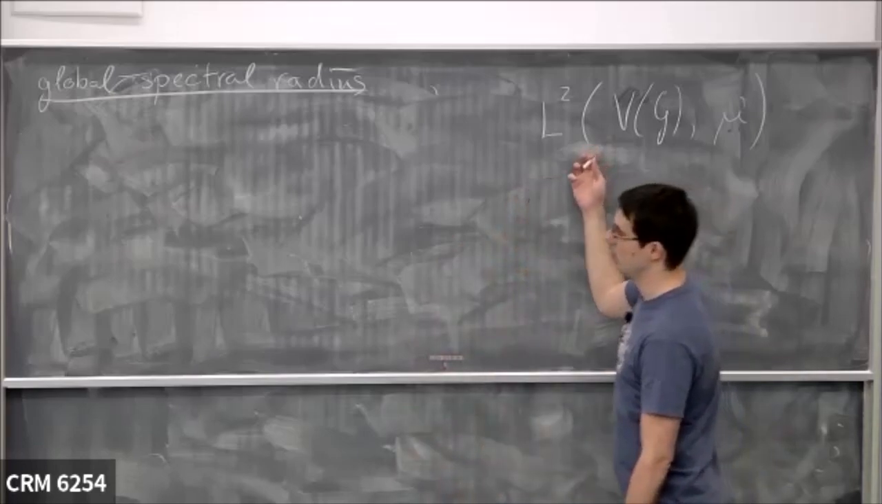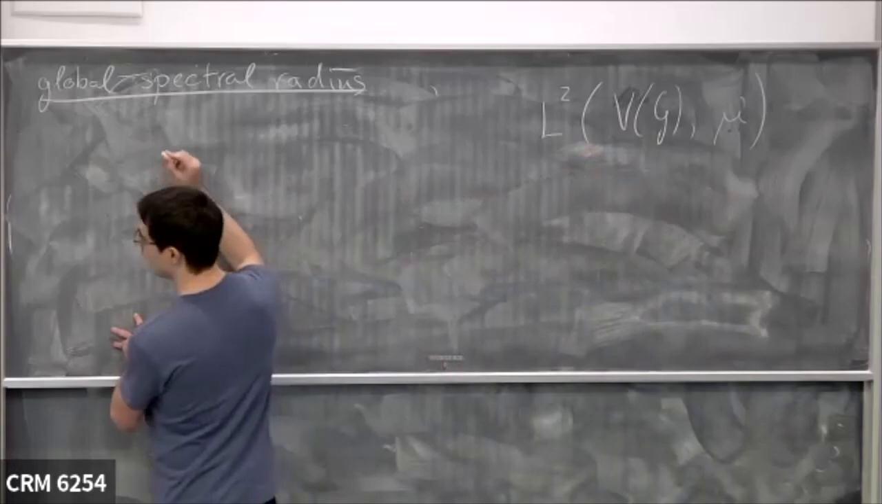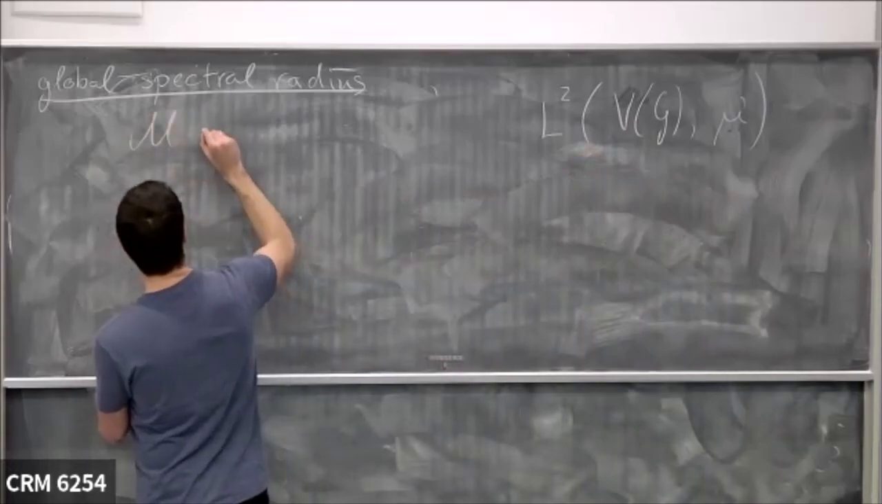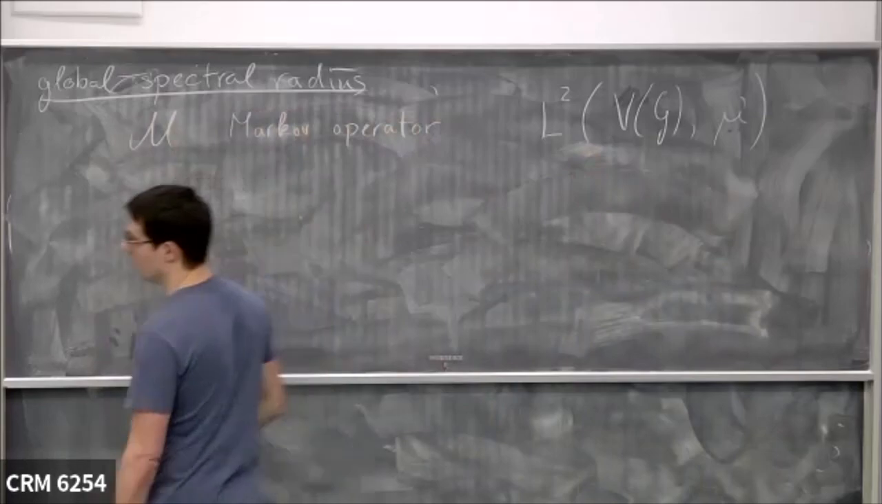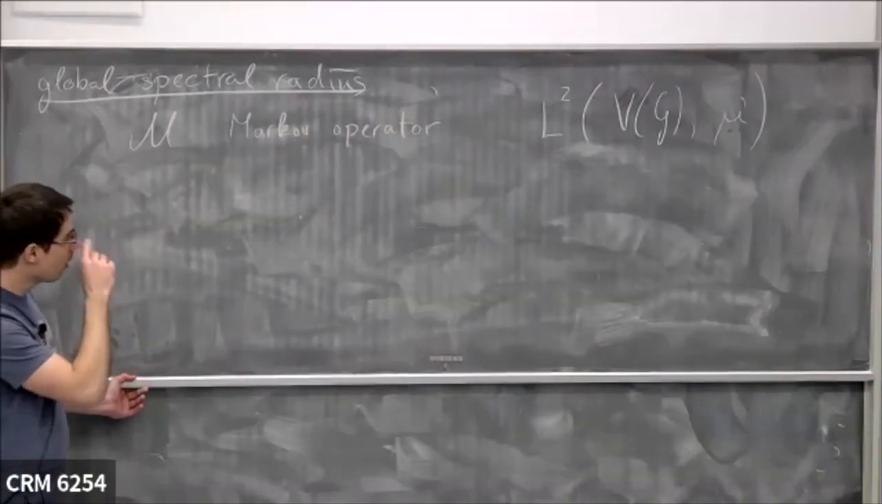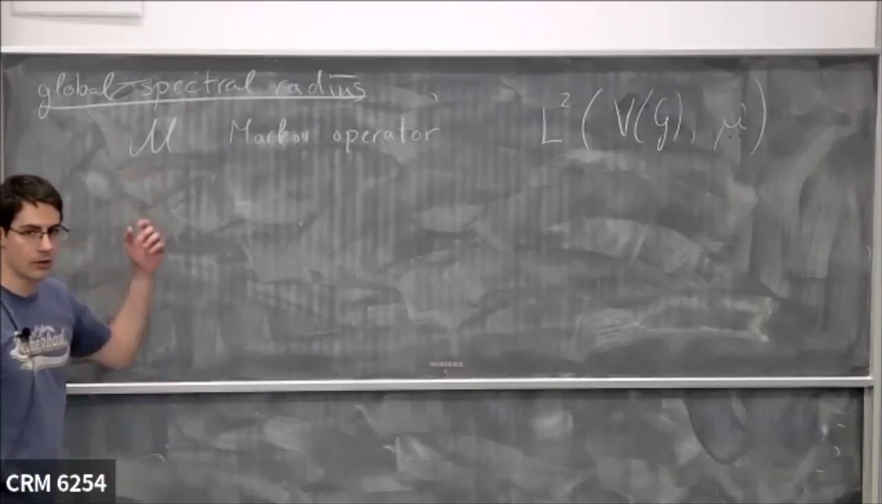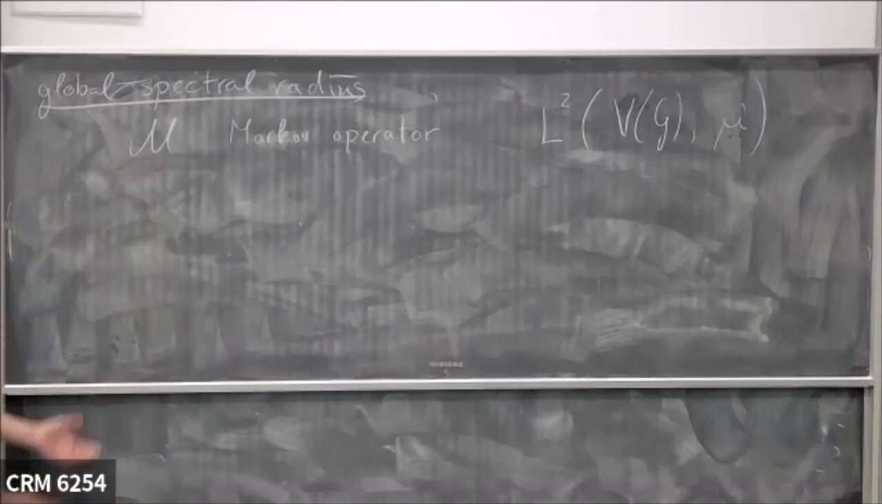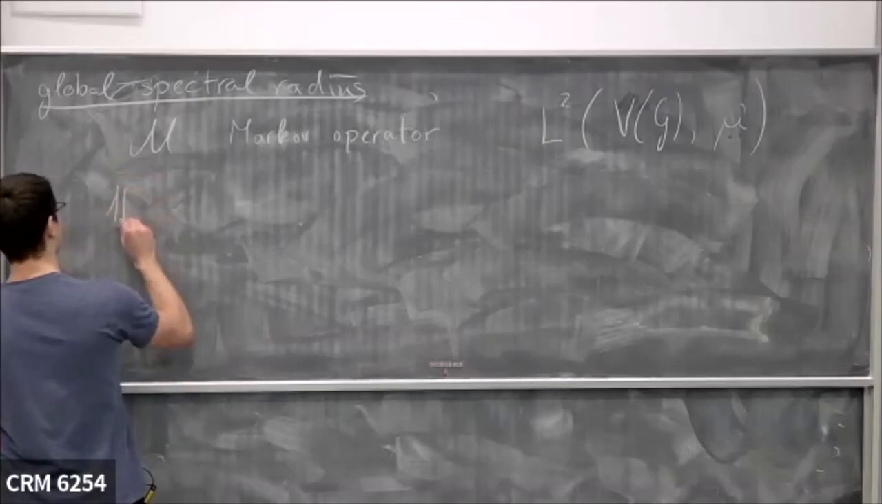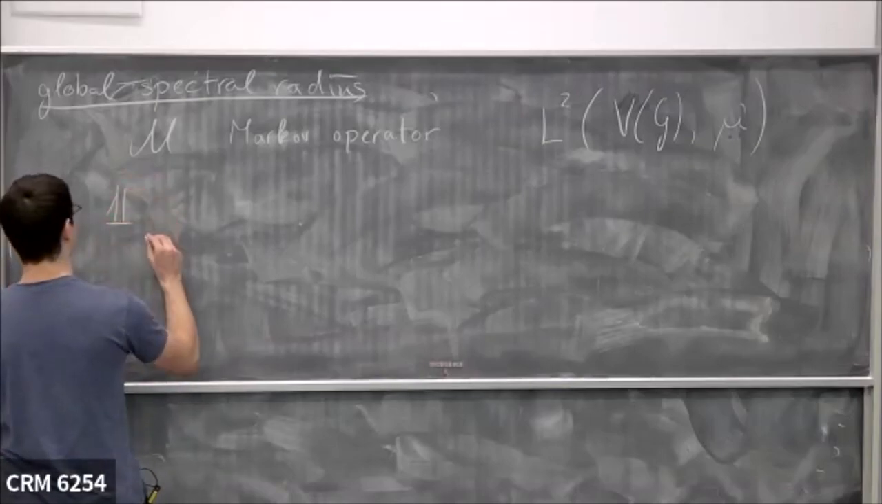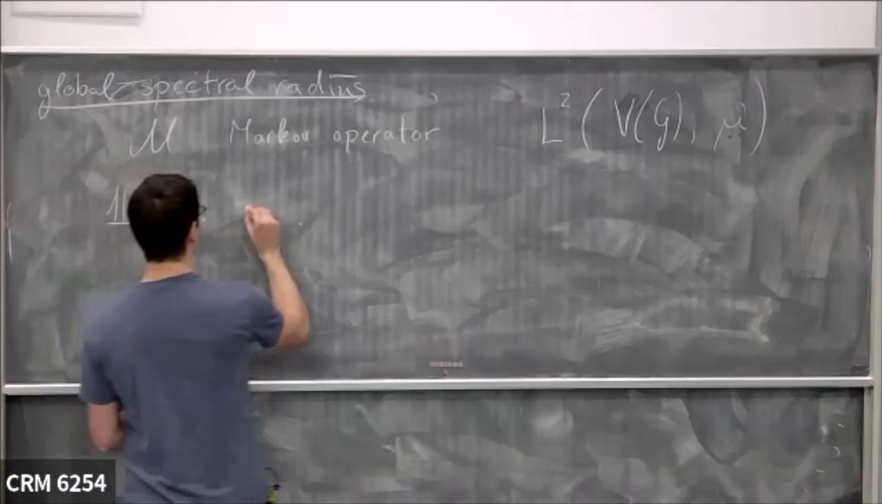So this is where I'm acting, and now I will use calligraphic M for the Markov operator. The definition of the Markov operator is exactly the same, the same characters. But the way you should imagine it, it's acting on the whole of the space at once. And if I look at this, it's kind of obvious that the constant one function on the vertex set is always an eigenvector.